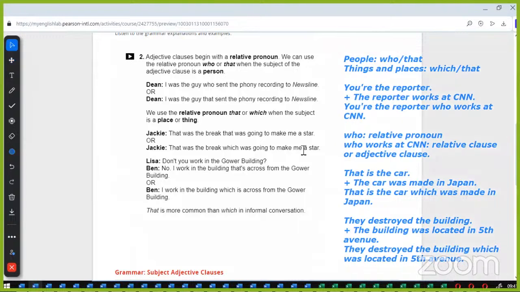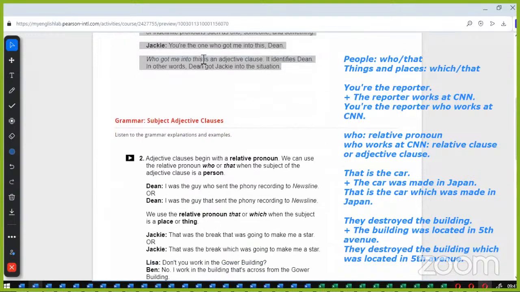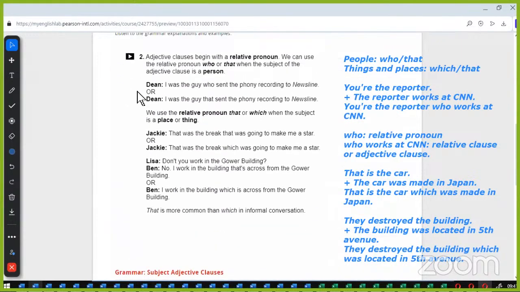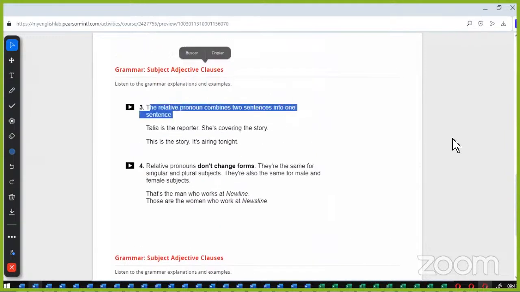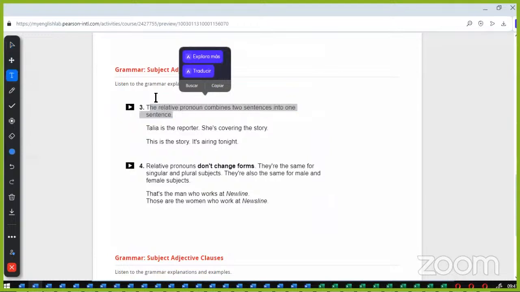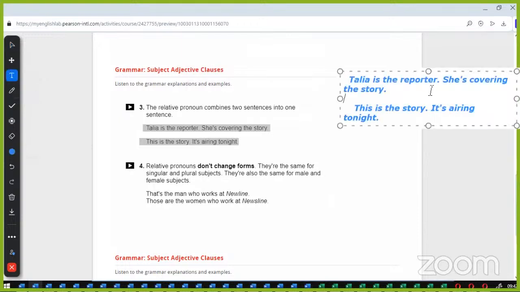Okay, so who or that for people and that or which for things. Is there any question until here? One or two, maybe? No, teacher, I think it's good. Okay, the relative pronouns combine two sentences into a sentence. Okay, so here you have this. How would you combine them?